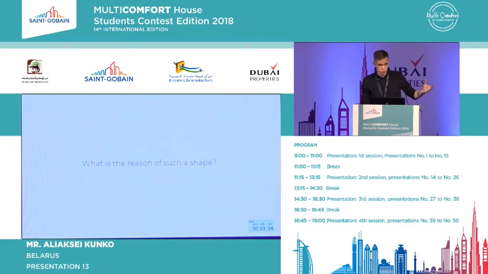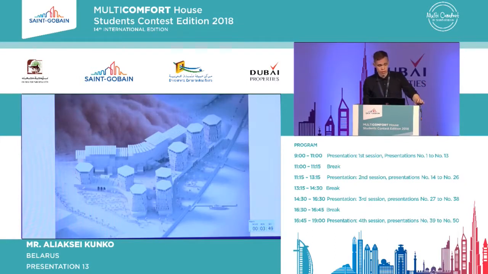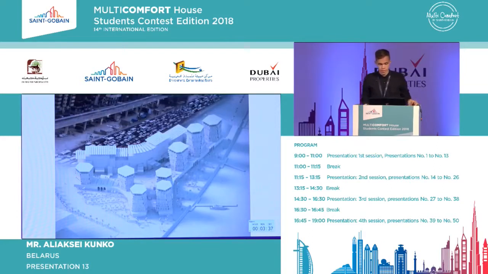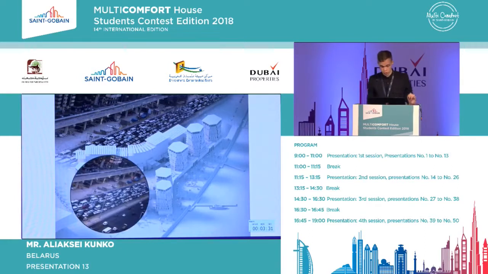So, what is the reason for such a shape? Firstly, we decided to locate the gallery-type building on the side of prevailing winds, so that it will protect the interior space from the sandstorm effect. That is known to be quite a problem for the Emirates. Secondly, this town planning solution eliminates the problem of noise caused by a busy street going along one of the site boundaries.